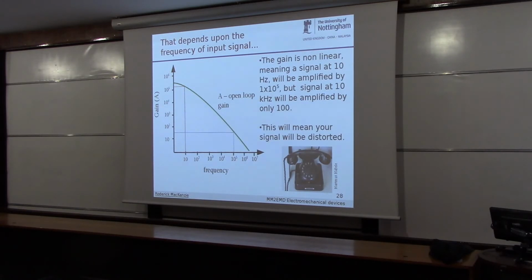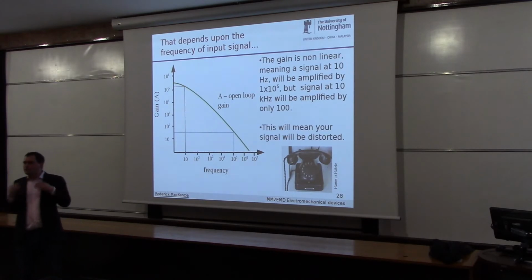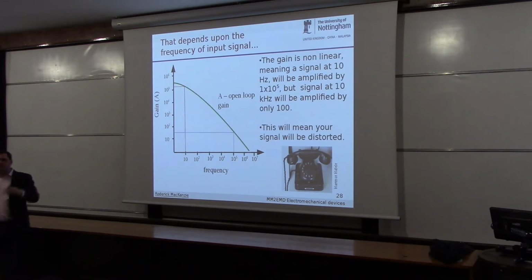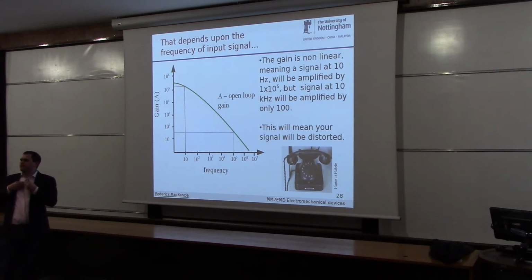So if you can imagine using one of these to amplify a telephone signal, if you're a man and you had a deep voice, your voice would be amplified a lot like that. It'd be really loud, right? But if you had a really high-pitched female voice, the voice wouldn't be amplified at all because it's sort of higher pitched. And it would be awful. And also different parts of your speech would be amplified different amounts because they contain different frequency components.